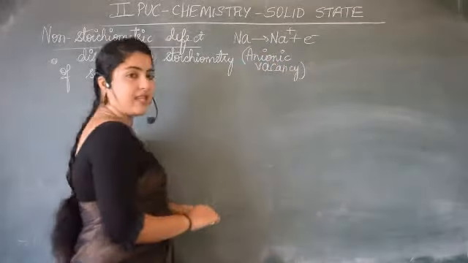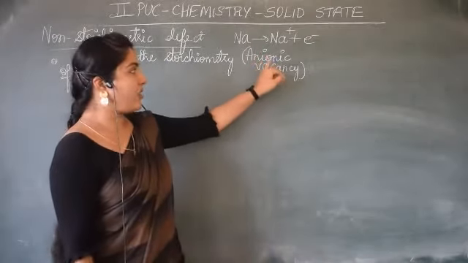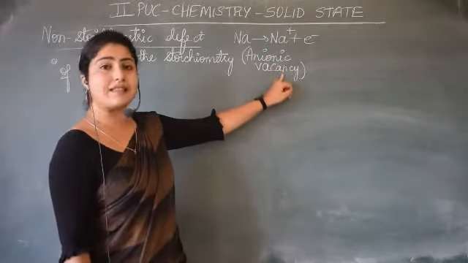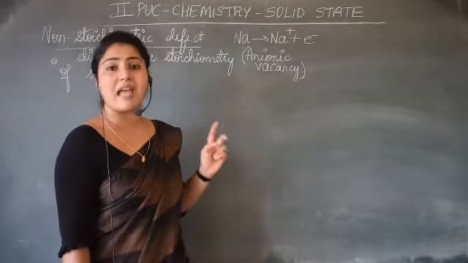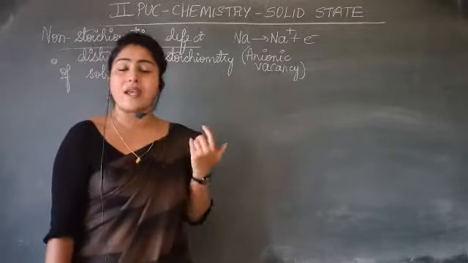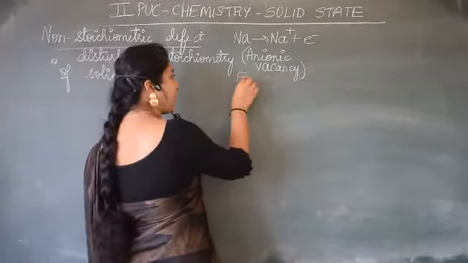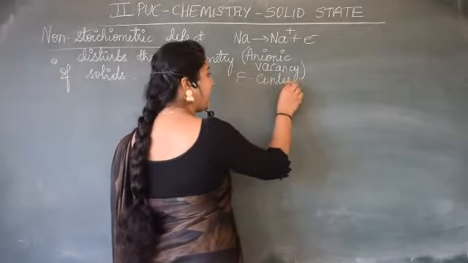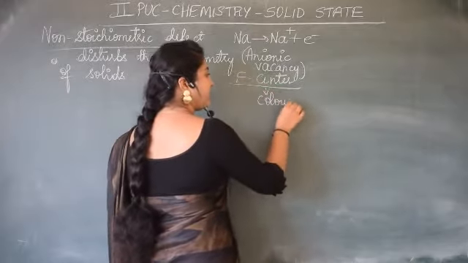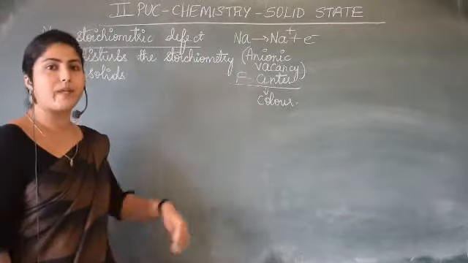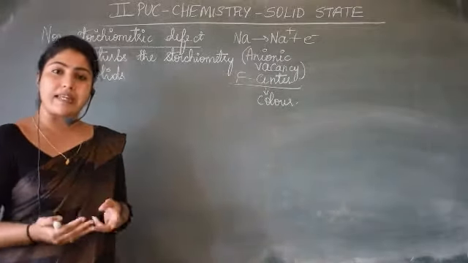So what is an F center? F center is the center where the anionic vacancy is occupied by an unpaired electron, which imparts color to the crystal. It's also called Farben center or color center. What is the role of this? It imparts color to the solid. Hope it is clear.